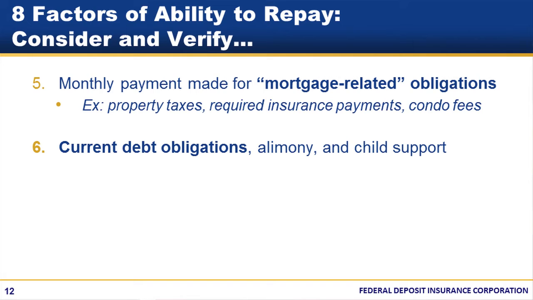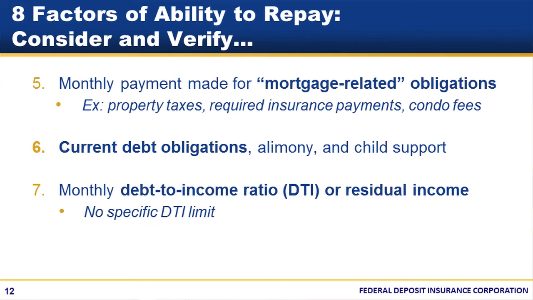You can keep in mind that the rule specifically gives you some flexibility here as to how to consider these obligations. The official interpretation in the ATR-QM rule says that creditors have significant flexibility to consider current debt obligations in light of attendant facts and circumstances, including that an obligation is likely to be paid off soon after consummation. The seventh factor is the monthly debt-to-income ratio, DTI, or residual income. Residual income is the amount of monthly income that would remain after subtracting the consumer's monthly debt obligations.